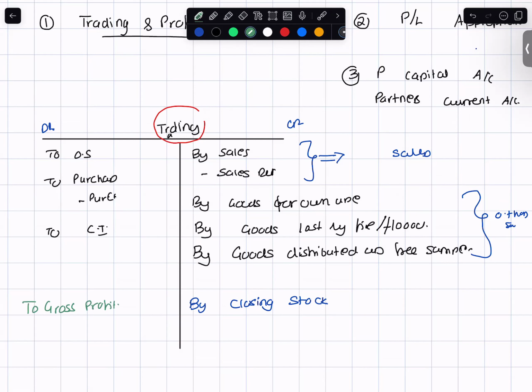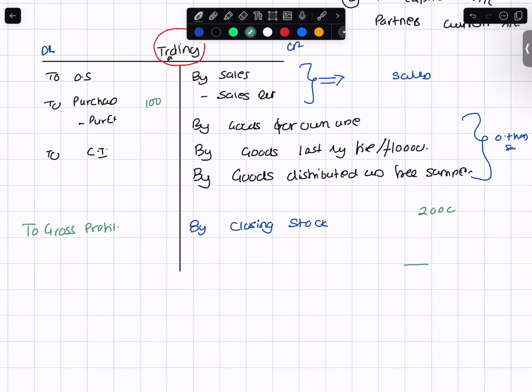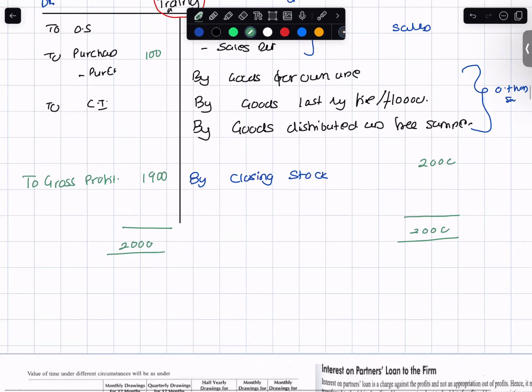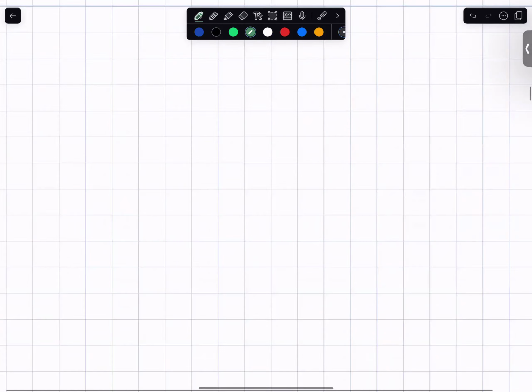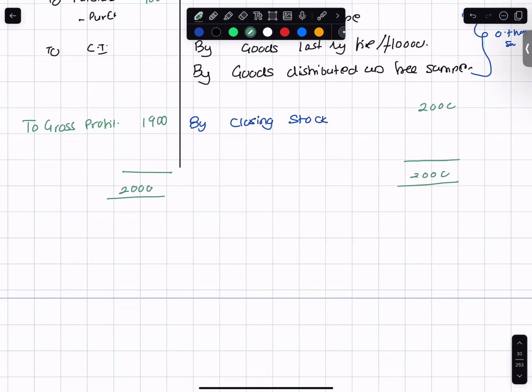Okay. Suppose your credit side total is 2000, your debit side total is 100. Can you tell me what is your gross profit? 1900. So how do you find this gross profit? This 2000 you will write on both the sides. From this 2000 you are going to remove the 100. Your gross profit is 1900. Can you tell me where this gross profit is carried forward to?